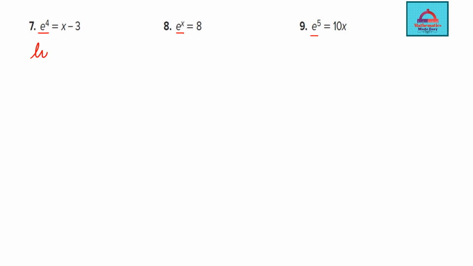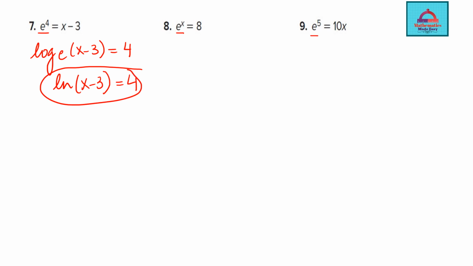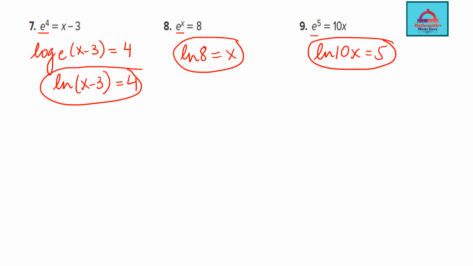So we will write log base e of x minus 3 is equal to 4. And the next step, we'll convert to natural log and write our final answer. Similarly here, ln 8 equal to x. And the last question, ln 10x equal to 5. So this is how you solve natural logarithmic questions.